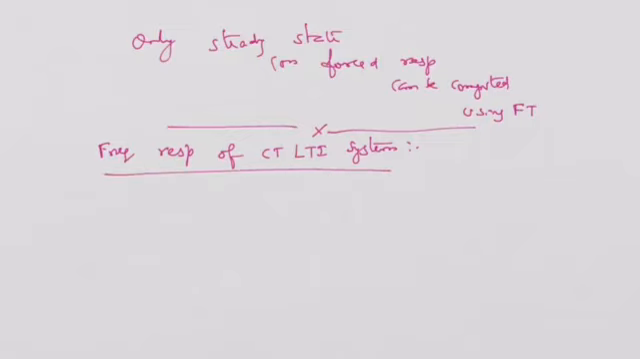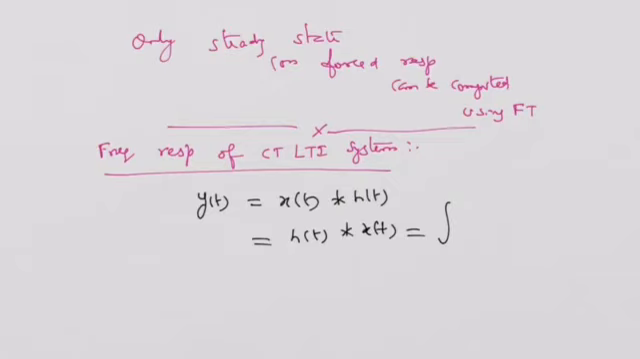Yes, how to obtain this? Because you know that the output y of t of an LTI system is obtained by the convolution of x of t with h of t, or I'll put it this way: h of t convolved with x of t. According to the convolution formula, it is the integral from minus infinity to plus infinity of h of tau into x of t minus tau d tau.